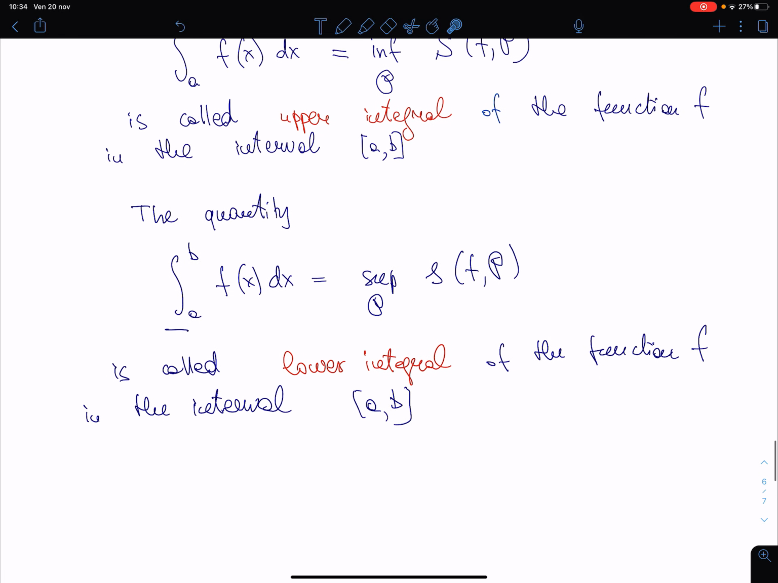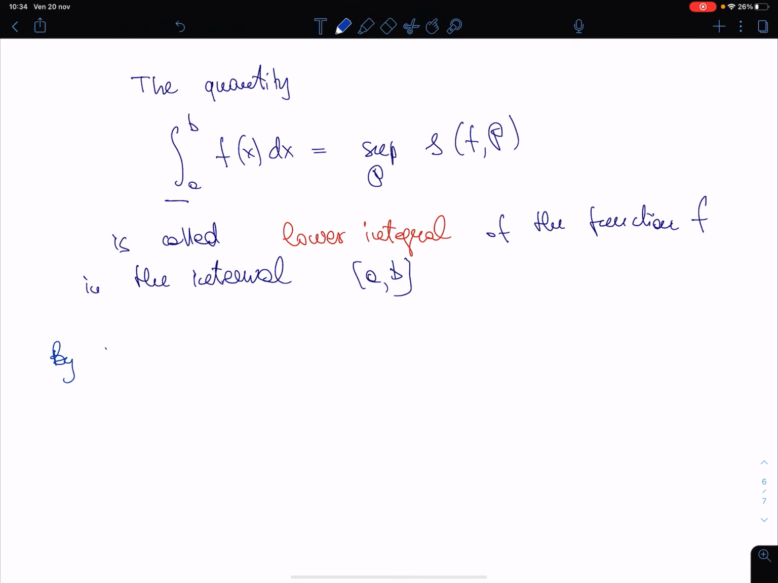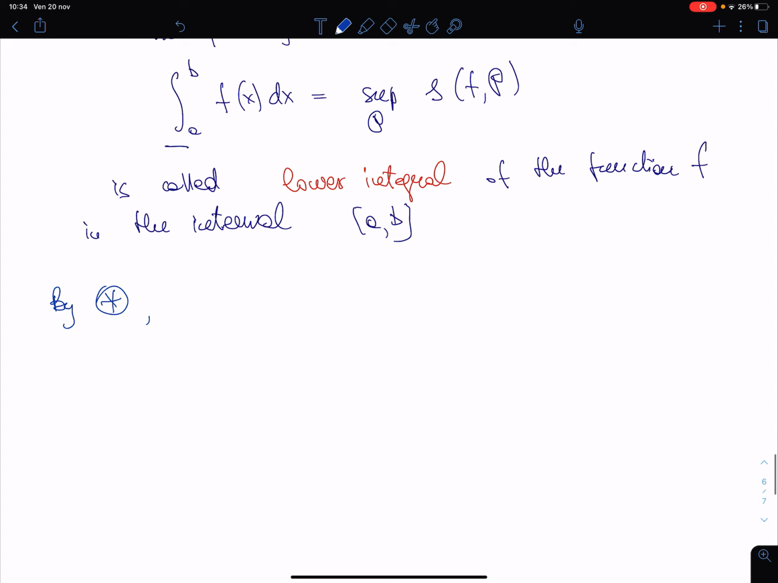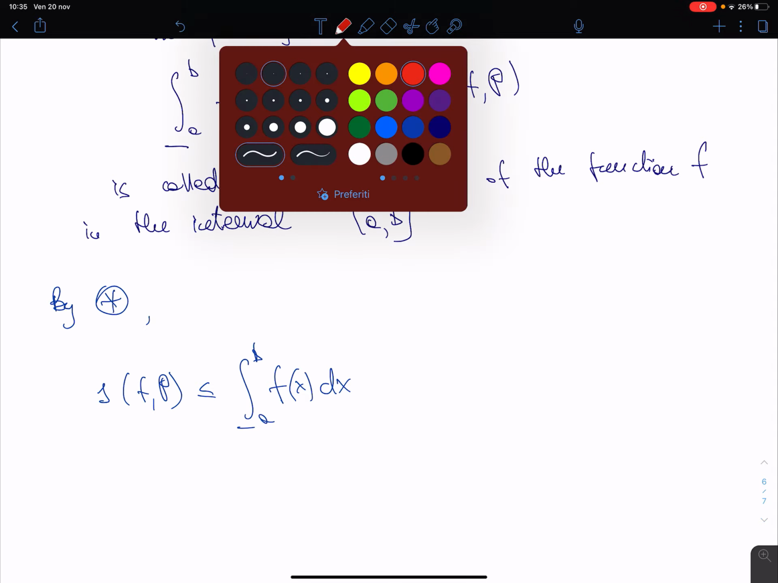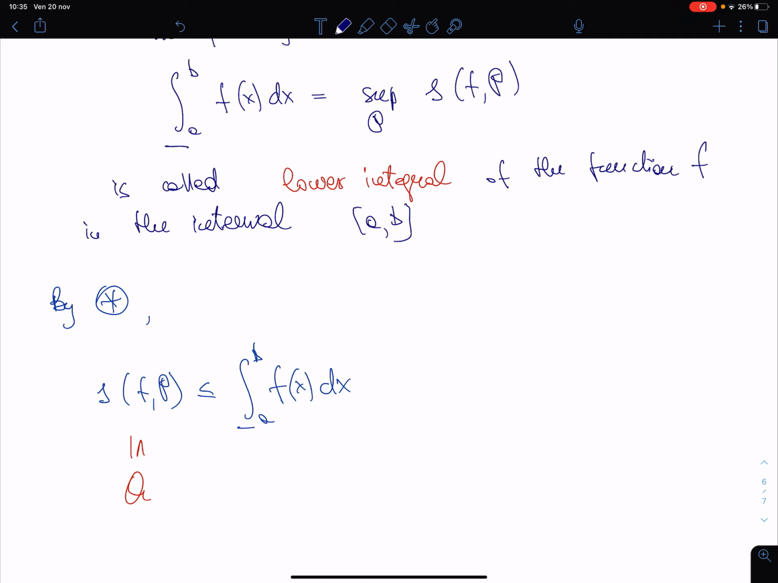So by asterisk that we update, we have small sFP will be less or equal than its supremum, which is the lower integral of f of x dx. But since sFP is less than the area we want to define, of course the supremum cannot exceed this area. And it is the same from the other side. Here you have the upper integral from a to b of f of x dx, which is less than capital SFP. Capital SFP, remember, is larger or equal than the area.